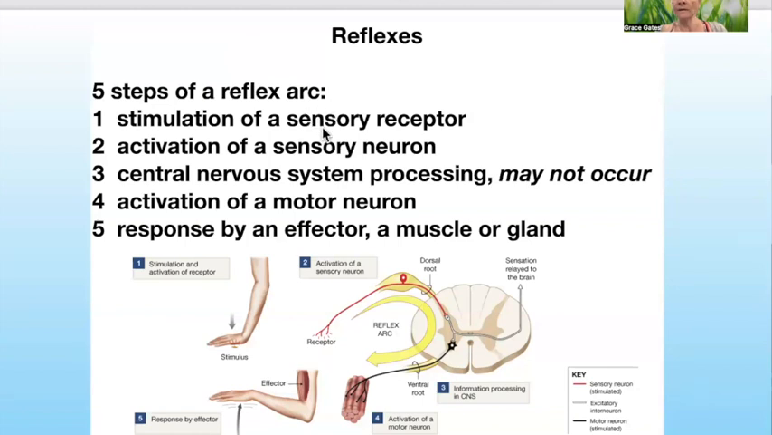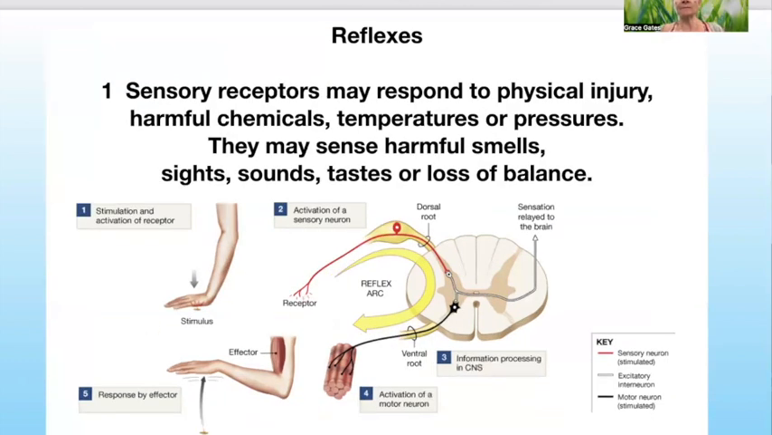They are 1, stimulation of a sensory receptor, 2, activation of a sensory neuron, 3, central nervous system processing, which may not occur, 4, activation of a motor neuron, 5, response by an effector, which might be a muscle or a gland. Sensory receptors may respond to physical injury, harmful chemicals, harmful temperatures or pressures. They may sense harmful smells, sights, sounds, tastes, or loss of balance.